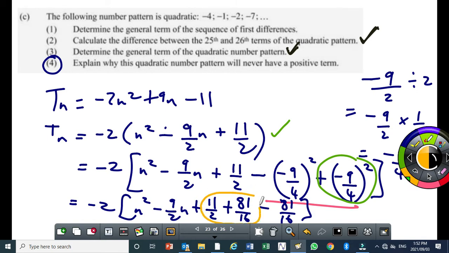If you want to simplify this, you have to find an LCD. What is the LCD of 2 and 16? 16. So to convert this 2 to a 16, you multiply it by 8. You also multiply the numerator by what? By 8. 11 times 8 is 88. 2 times 8 is 16. Since the denominator will become the same, therefore you can add the numerators. You are in grade 11.